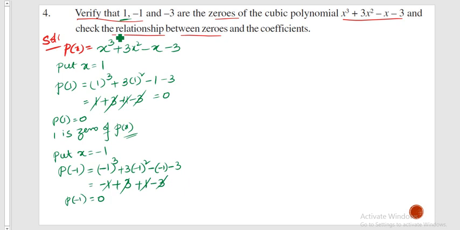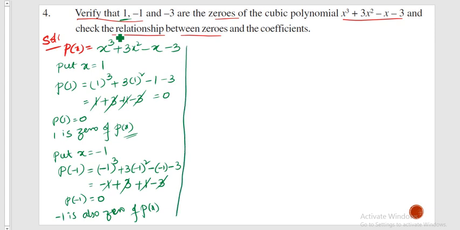So from this clearly we can say minus 1 is also a zero of p of x. Next we are going to verify the third one.